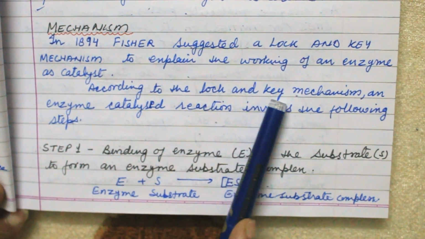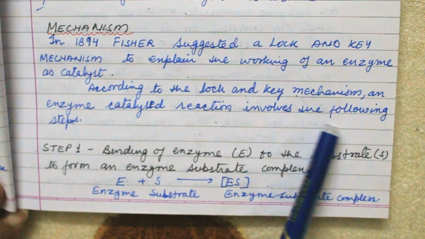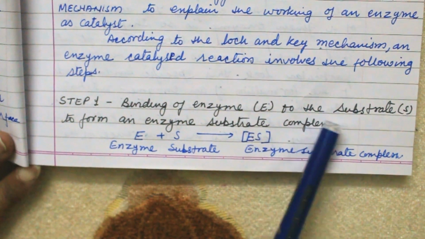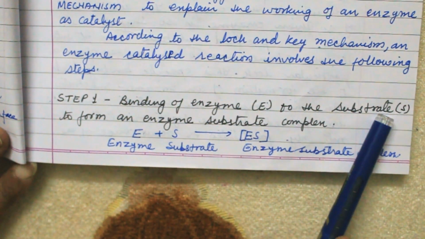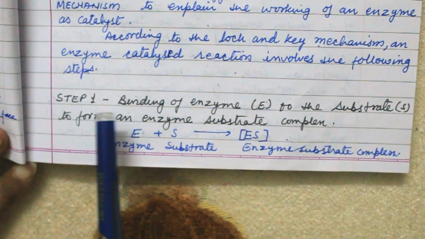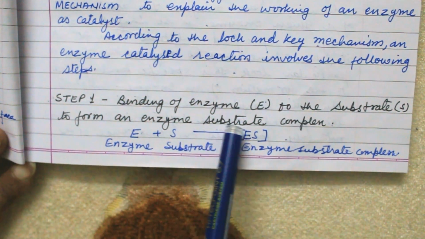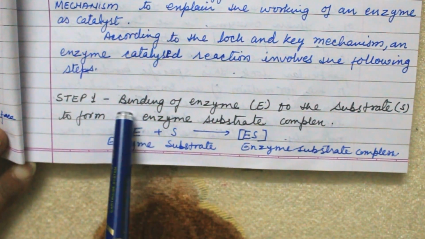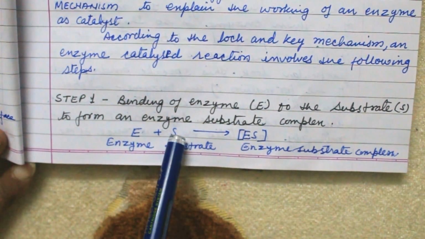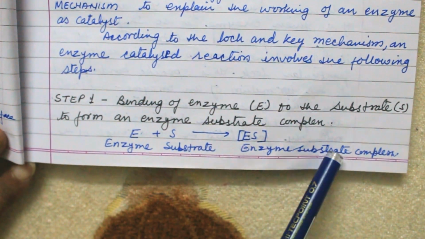So according to the lock and key mechanism, an enzyme catalyzed reaction involves the following steps. The first step is the binding of the enzyme, that is E, to the substrate, that is S. Substrate is what? The food. An enzyme which we have inside our body. So they bind to the substrate to form the enzyme substrate complex. For example, if there is an enzyme inside your body, this is the enzyme and this is the food which you eat, so both get combined and make the enzyme substrate complex.